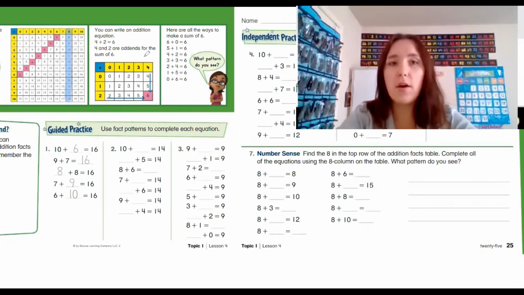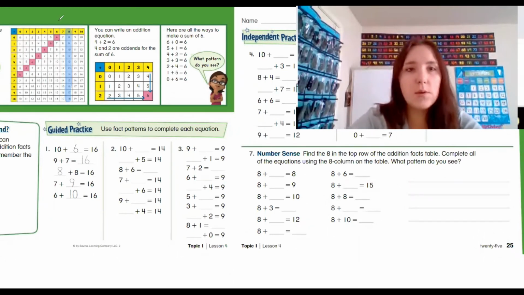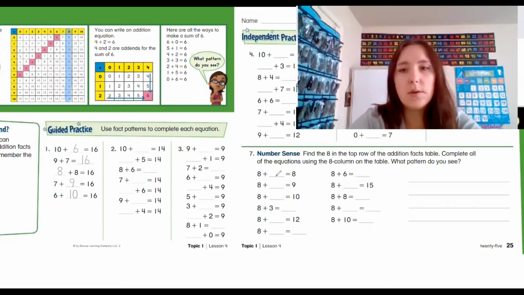Okay, that's our 8 column. So let's see, it says, what pattern do you see? Okay, let's complete the equations first. We have 8 plus something equals 8. So 8 plus, and if I come over here, 0 equals 8. So we know it's 0.